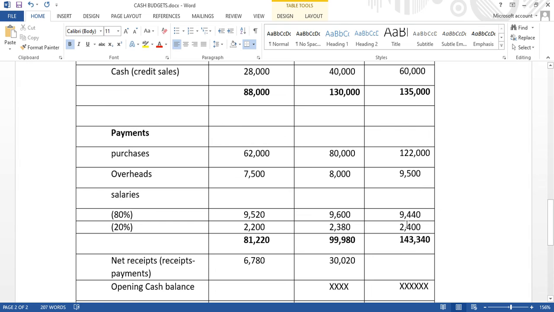Then in June, we got 135,000 minus 143,340. We're getting a negative value here. 135,000 minus 143,340. We'll get negative 8,340.